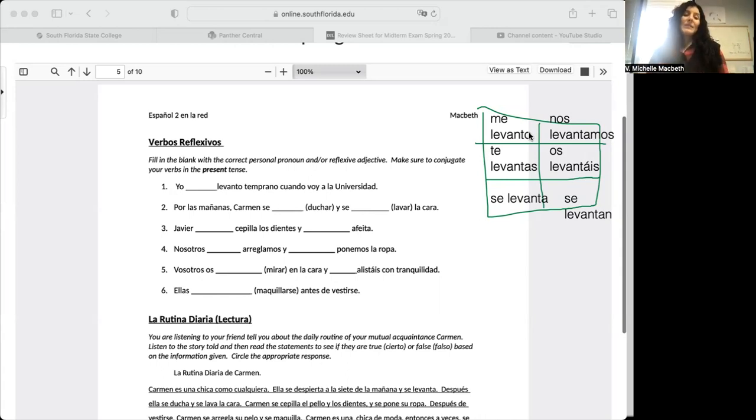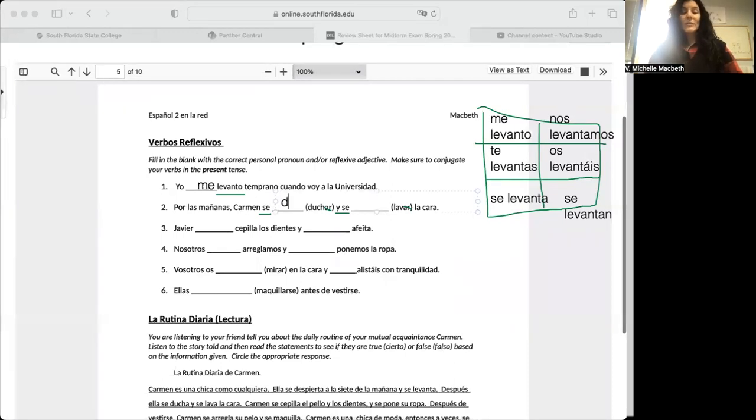So how would I do this? So, yo levanto temprano cuando voy a la universidad. We already have a verb. We have levantar. So what are we just missing? We're missing the me, right? Yo me levanto. Because we already had the verb here. Okay? Here, we have por las mañanas, Carmen. We have the se right here. So we already have that. So what do we need? We need to take off these ARs and conjugate the verb, right?